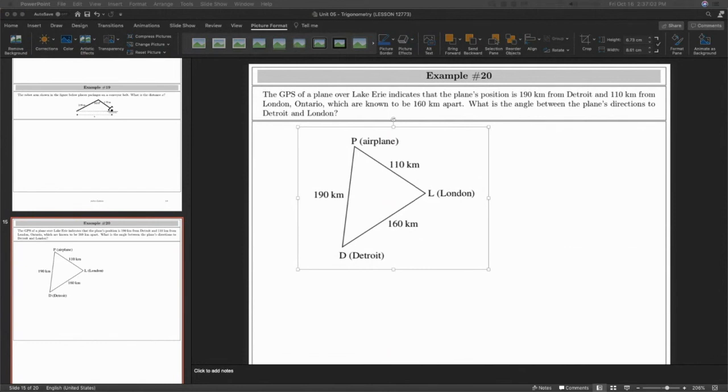So what the heck is happening there? What are we trying to calculate here? That's right. We're trying to find that angle there. We're trying to find the angle. Okay, so it's interesting. We want to find the angle between the plane's directions to Detroit and London. So it's angle P.